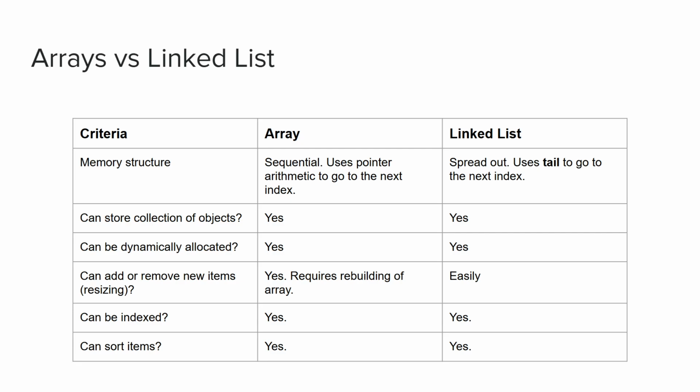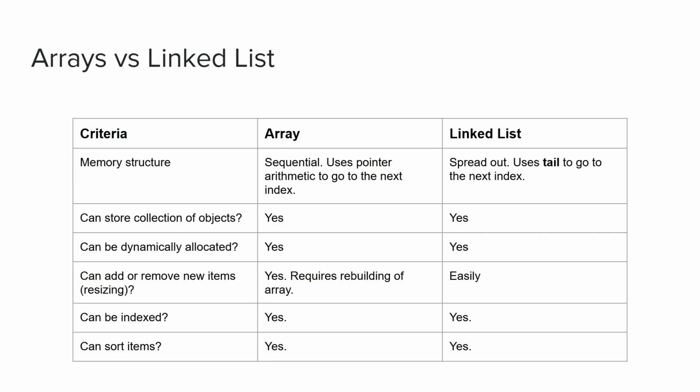Next, can store collections of objects? Yes. In an array, you can store int. Also in a linked list, you can store int. In arrays, you can even store a struct. Same thing with a linked list, you can also store a struct. Can be dynamically allocated? Both of them are yes.